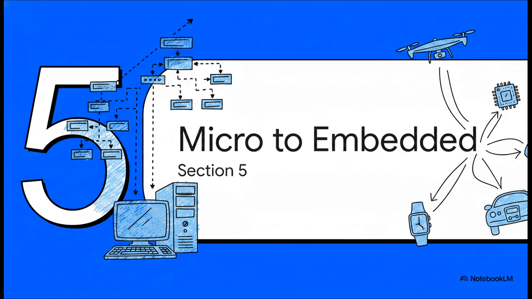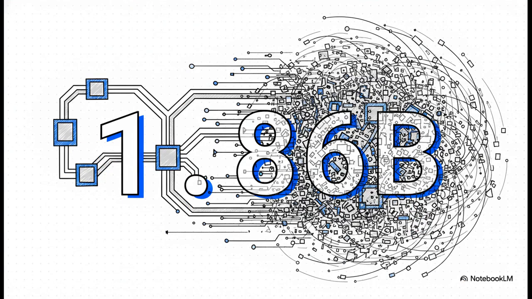Section 5. Microprocessors to embedded systems. From that single IAS blueprint, computing evolved rapidly, branching out into 2 radically different directions, scaling massively up and shrinking remarkably down. First, it scaled massively up in density and speed. Check out this mind-boggling contrast. The Intel 8086 microprocessor, introduced in 1978, which is basically the foundational ancestor of modern PC architecture, had 29,000 transistors.